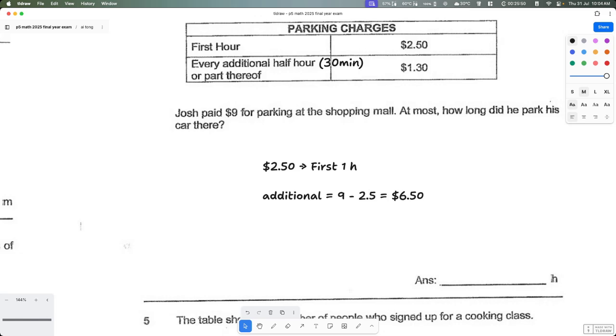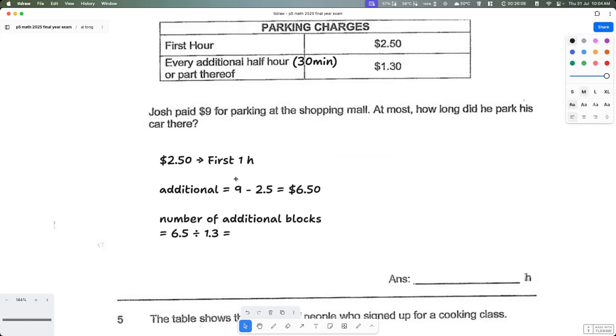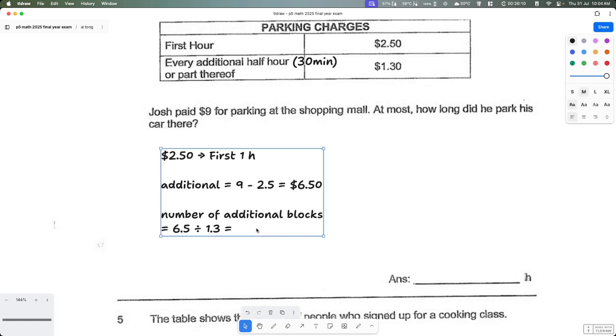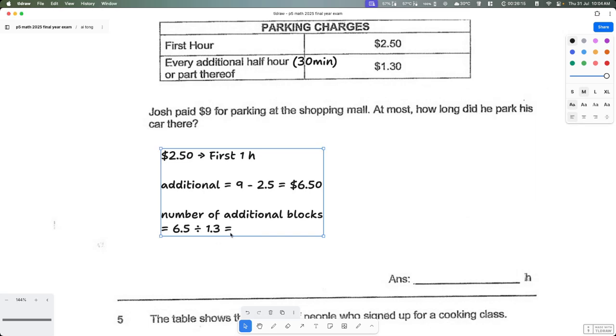Okay, so the number of additional blocks is equal to 6.5, then we divide by 1.3. Use the calculator again, we just divide by 1.3, and this will give us 5.